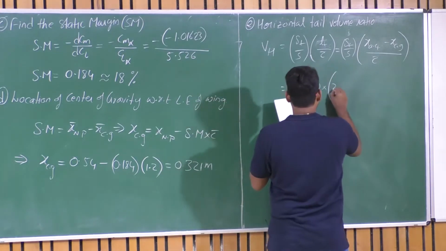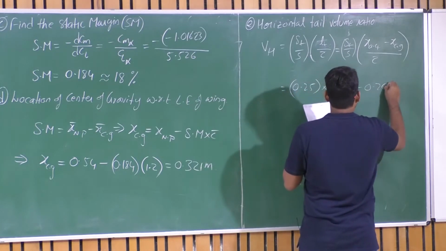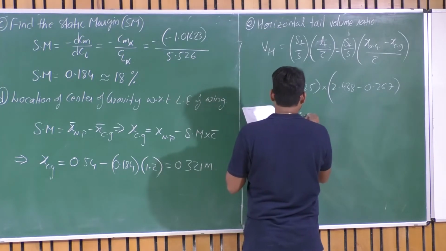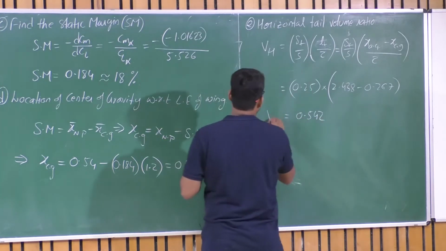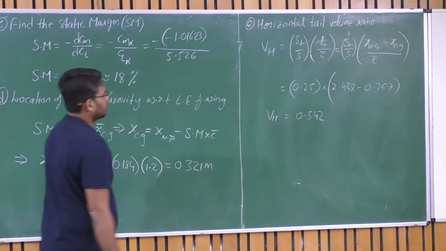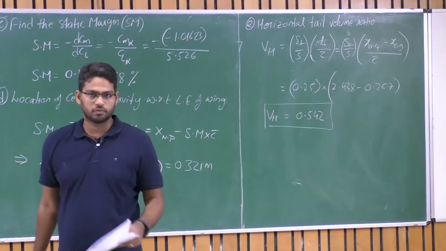So this is 2.438 minus 0.267. So this turns out to be tail volume ratio as 0.542. Right? So this is a very good number, very good tail volume ratio, 0.542.